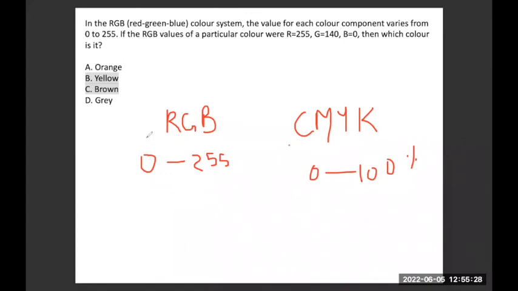In the other case, in RGB, when you're given R to be 255, G to be 140, and B to be 0, it means the resulting color is a combination of red and green. When red and green are combined, you get the resulting color, because there is no value of blue given, which is 0. So what you have to find is the resulting color when the R value is very high and the G value is a little bit less compared to that.